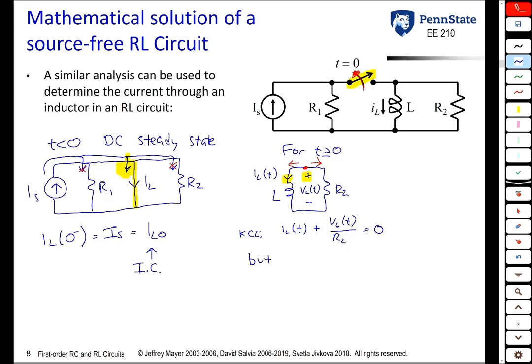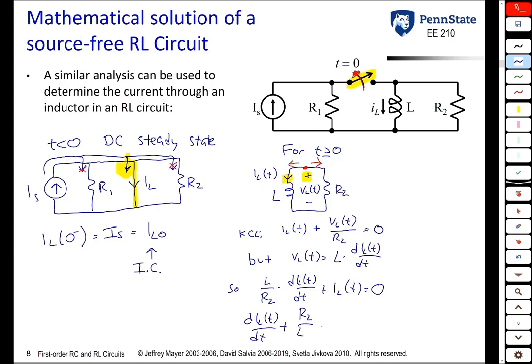But we know that there's another relationship between IL and VL. Specifically, we know that the voltage across an inductor is always L times the derivative of the current through the inductor. Combining those equations together, we get L over R2 times dIL/dt plus IL is equal to 0. We can now divide everything by L over R2 to get dIL/dt plus R2 over L times IL is equal to 0. What we notice is, like the capacitive case, we get a differential equation of the form IL prime plus A times IL is equal to 0.